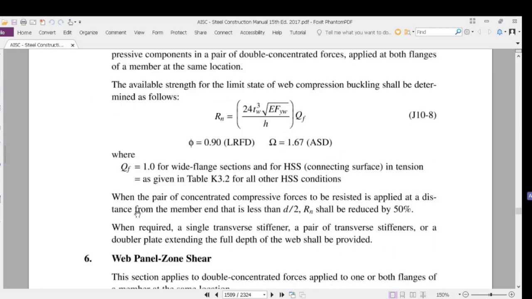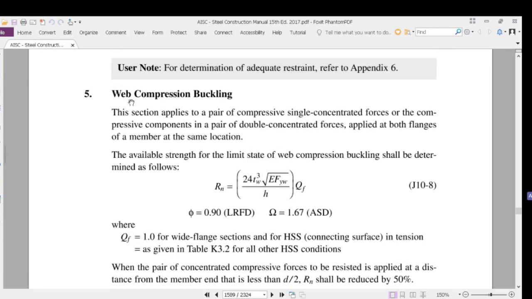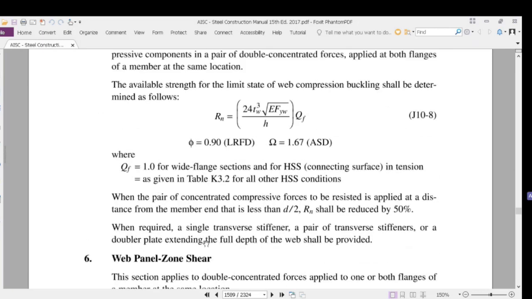The specification says that when the pair of concentrated compressive force is applied at a distance from the end that is less than d by 2, where d is the overall depth, then the available strength shall be reduced by 50%. Again, in order to overcome the web compression buckling, we can provide a single stiffener or a doubler plate that is extending the full depth of the web.